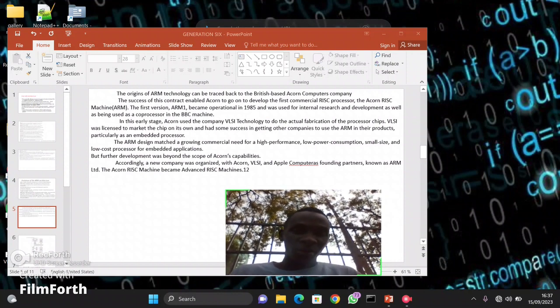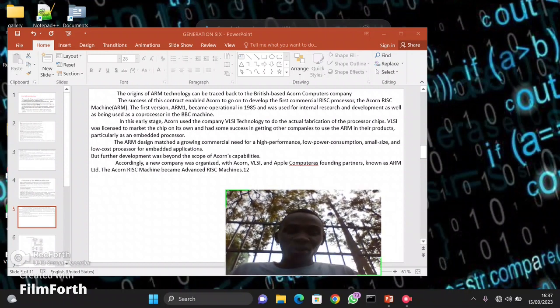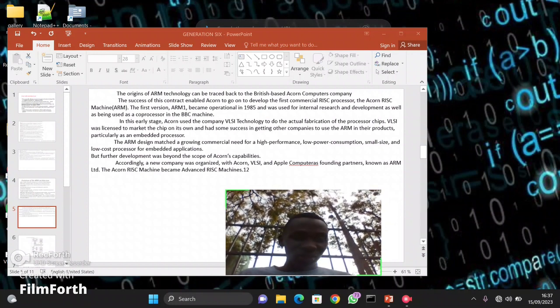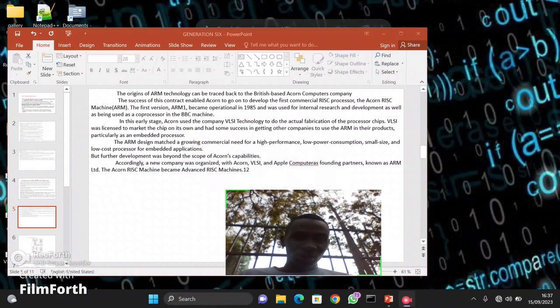But further development was beyond the scope of Acorn's capabilities. Accordingly, a new company was organized with Acorn, VLSI, and Apple Computers as founding partners, known as ARM Limited. The Acorn RISC Machine became the Advanced RISC Machine. And that is it for the ARM.